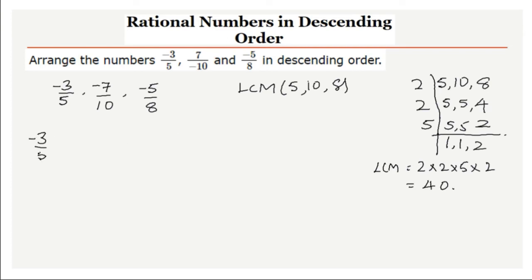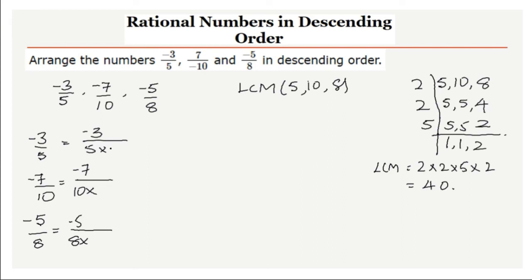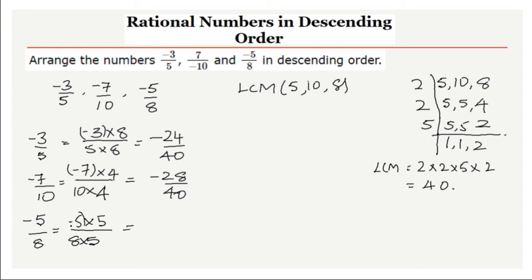So negative 3 by 5, negative 7 by 10, negative 5 by 8. These rational numbers I'll express with the common denominator. What should be multiplied to 5 so that we get 40 in the denominator? It has to be 8. So minus 3 multiplied by 8 is negative 24 by 40. 10 to be multiplied by 4. So we get negative 28 upon 40. 8 to be multiplied by 5. So we get negative 25 upon 40.